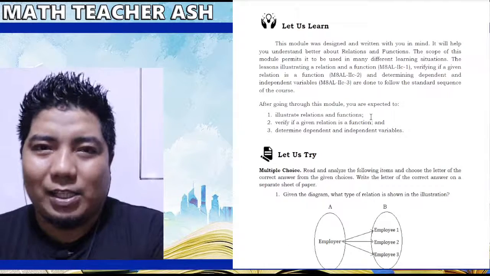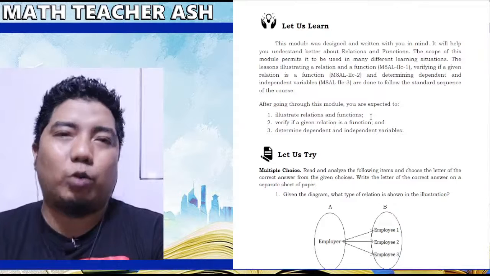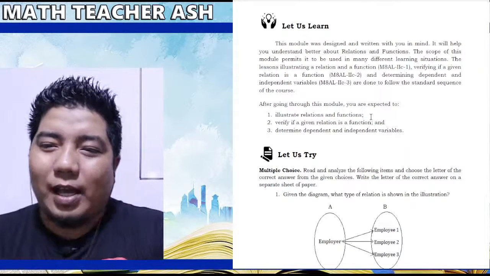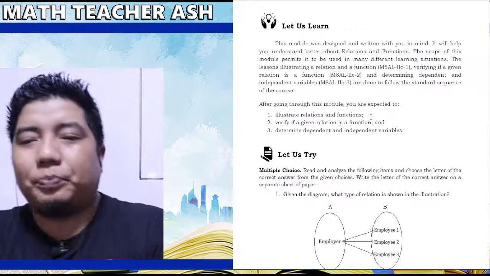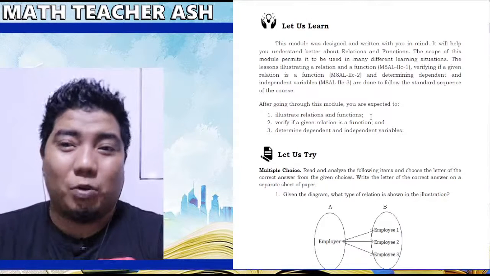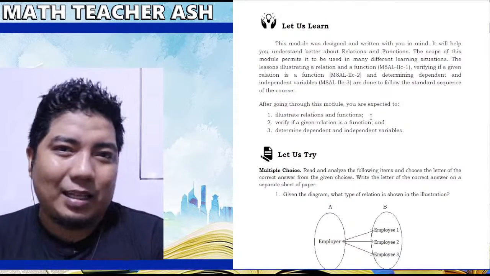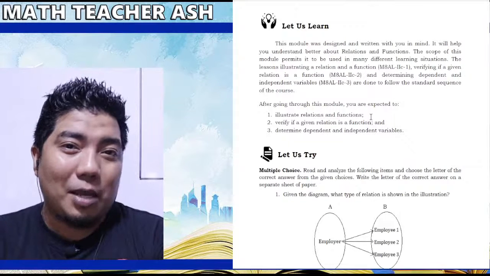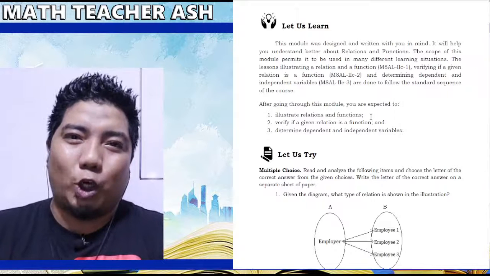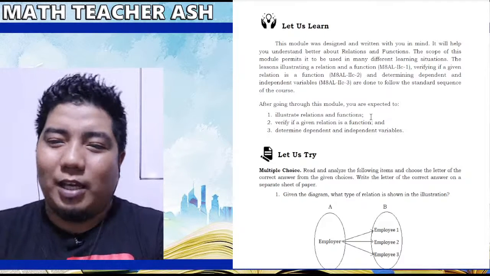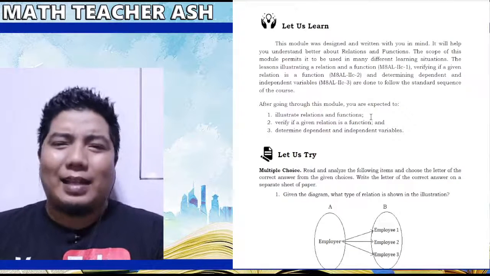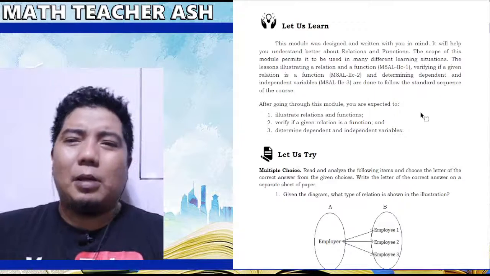So in this lesson or in this module, you will learn how to illustrate relations and functions, as well as you are expected to verify if a given relation is a function. Okay, so dito pa lang medyo may idea na tayo na, okay, si function ay relation din pala. Okay, so paano natin masasabi na ang isang relation ay function? Okay, and third is to determine the dependent and independent variables. Okay, napakadali lang ng topic na ito, my dear math learners.